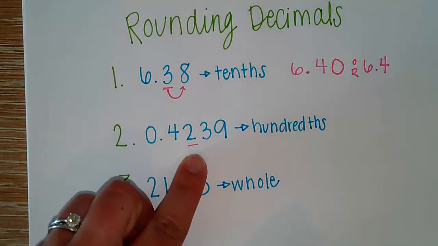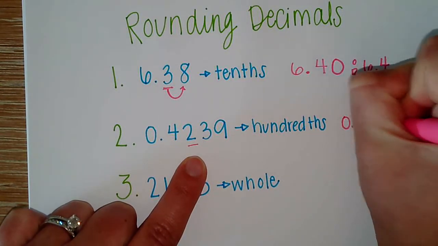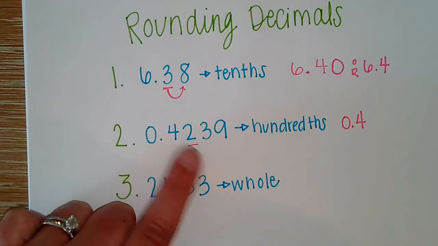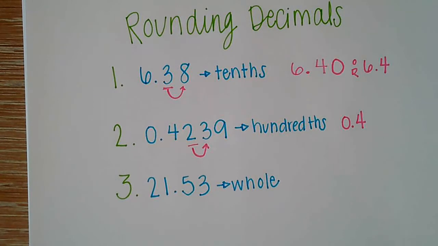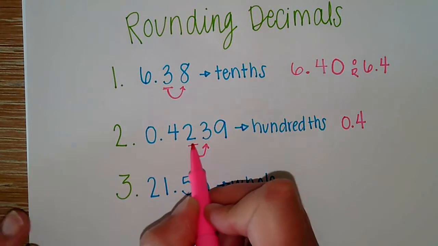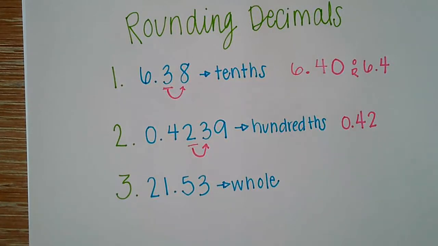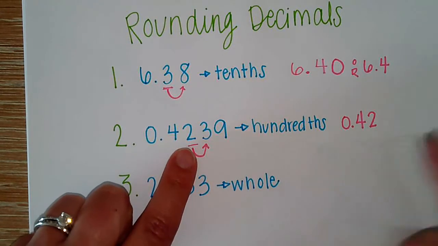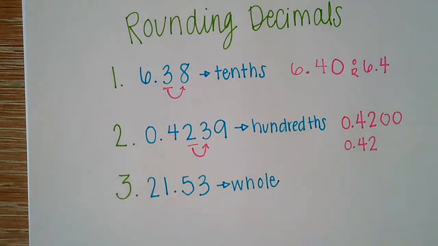Now, our 2 is in the hundredths place. That means everything before the 2 stays the same in our rounded answer. The 2 is what we're rounding, so we look to the right to see what number guides us. 3 is 4 or less, so this 2 stays the same. It does not drop to a 0, it stays where it's at. Now, everything after that line turns into a 0, so that can be simplified to 42 hundredths.